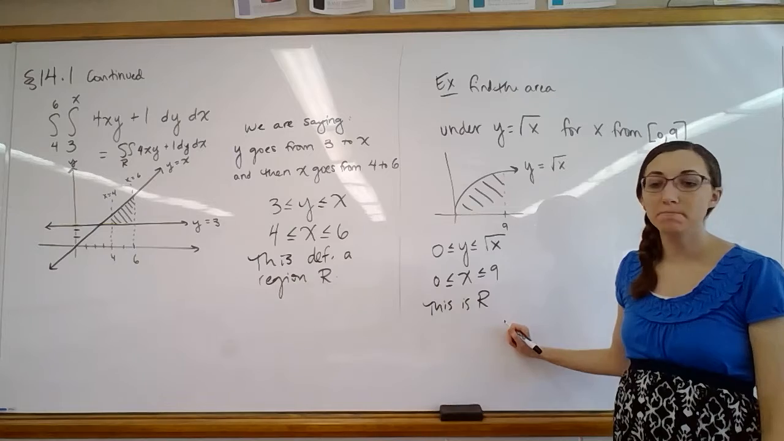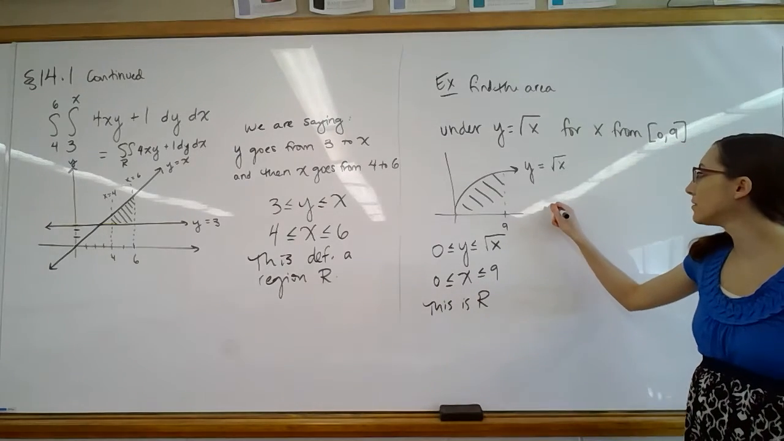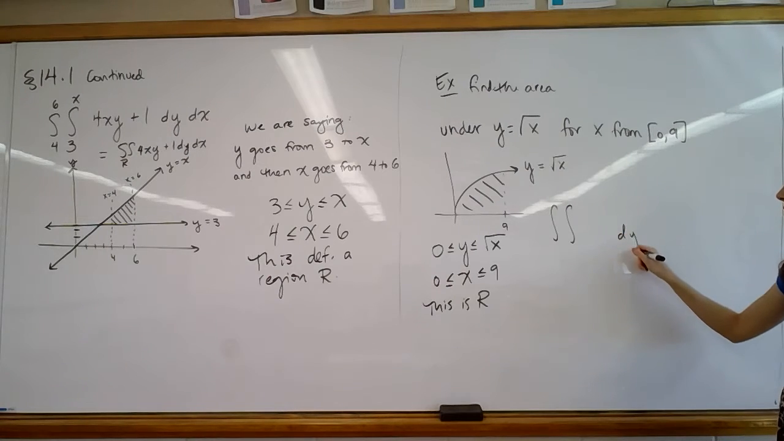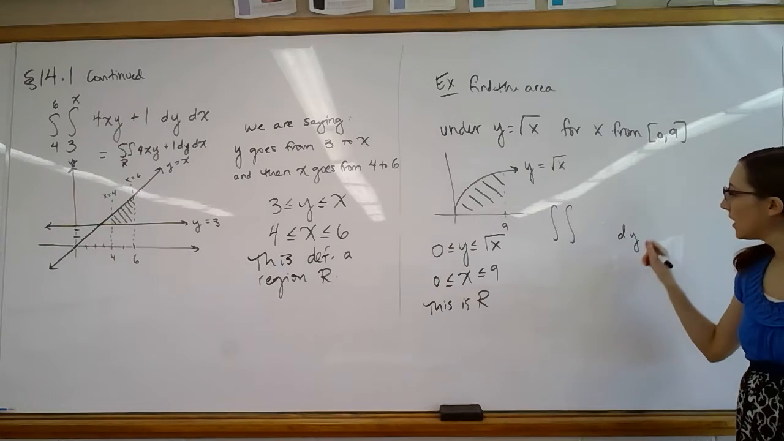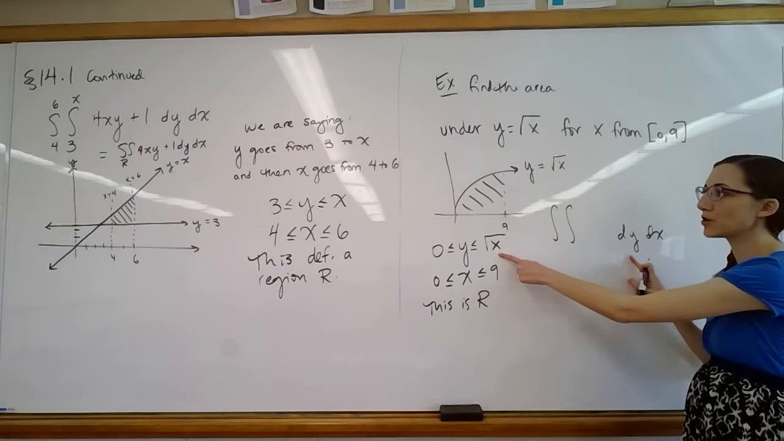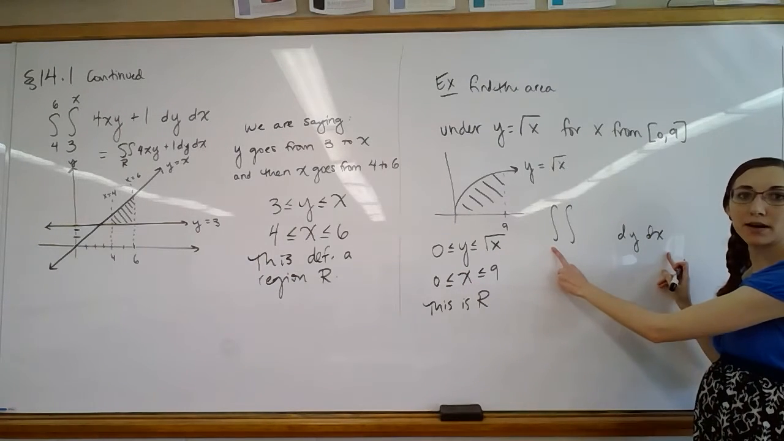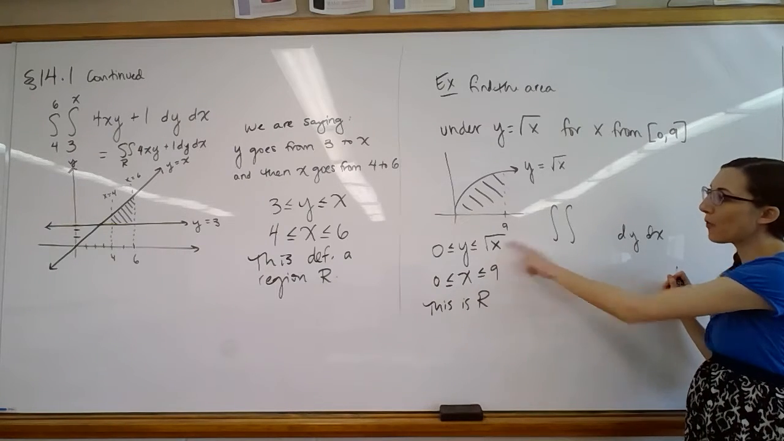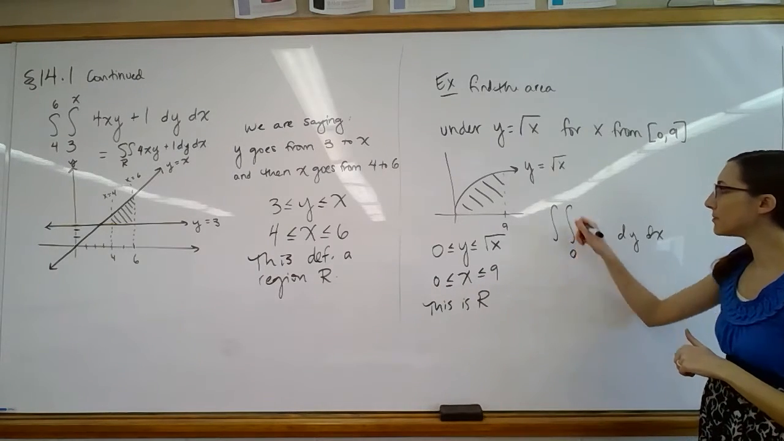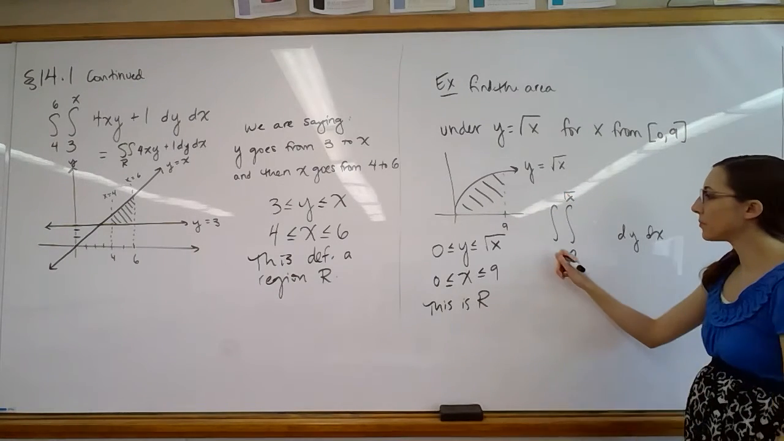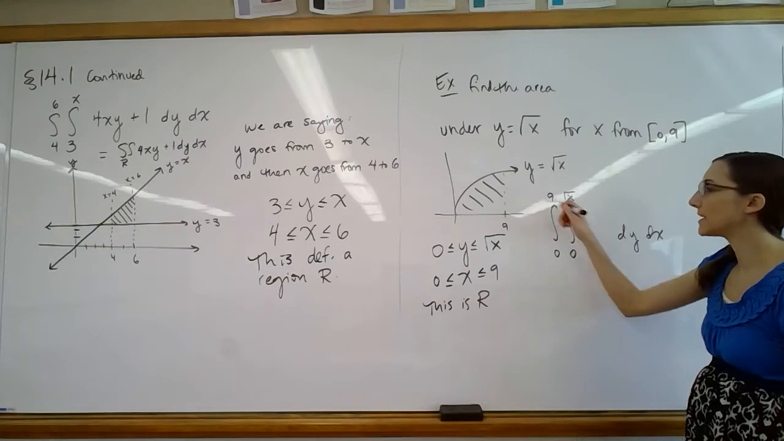So what this does is this is R. That's our region. So when we set up a double integral, we would first integrate with respect to y, and then with respect to x, because notice my y variables went from function to function, and then my x variables go from number to number. So my y variable is going to go from 0 to square root x, and then my x variable is going to go from 0 to 9.